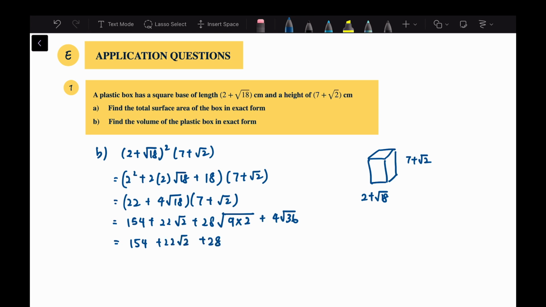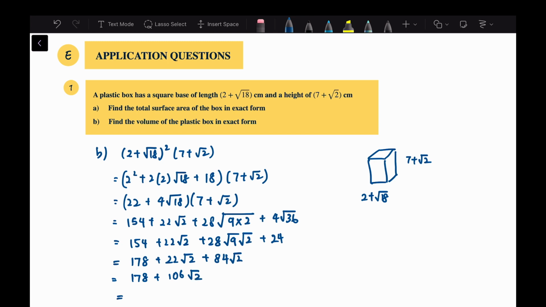We are going to square root 9, which is equal to 3. I'm going to leave these values here first. Square root 36 gives us 6, so 6 times 4 will be 24. Let's combine similar terms together again. 178. Alright, we have 22 root 2 plus 28 multiplied by 3, which is 84 square root 2. Let's combine 84 and 22 to give us 106 square root 2.